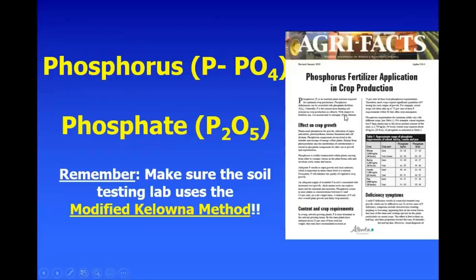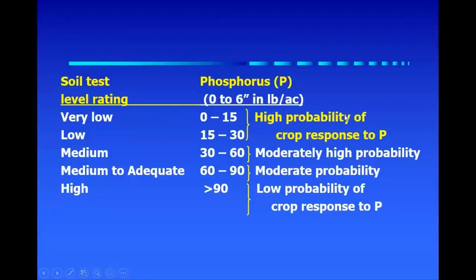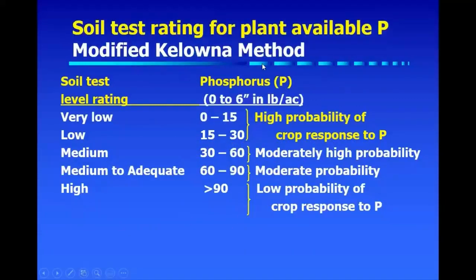And just as a reminder, when you're sending your soil samples to a soil test lab, make sure that in Alberta you're using the modified Kelowna method. If you're in Manitoba, for example, you'd want the sodium bicarbonate method to be used, but for Alberta, that's the recommended method. Now, all our soil test calibration work for the last 30 years in Alberta has been done with this particular method. So that's the method we're using in Alberta, the modified Kelowna method, and here's the ratings.